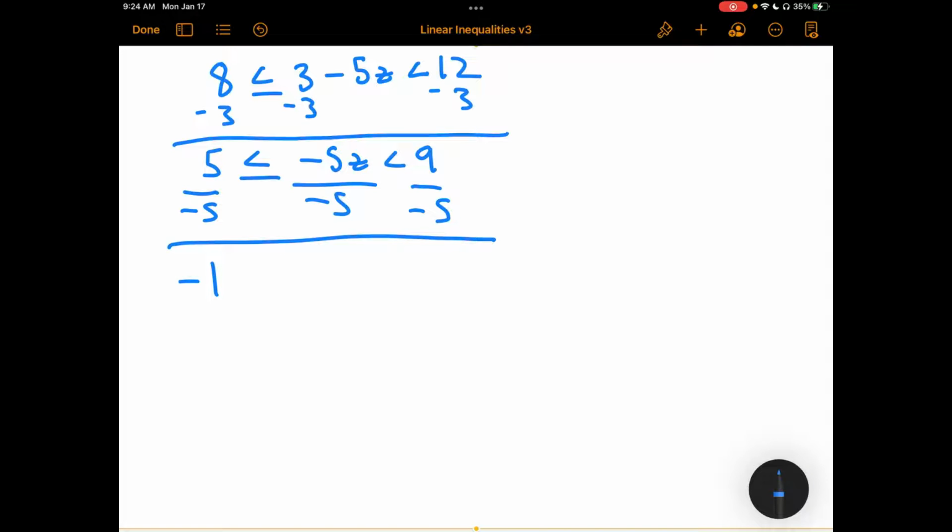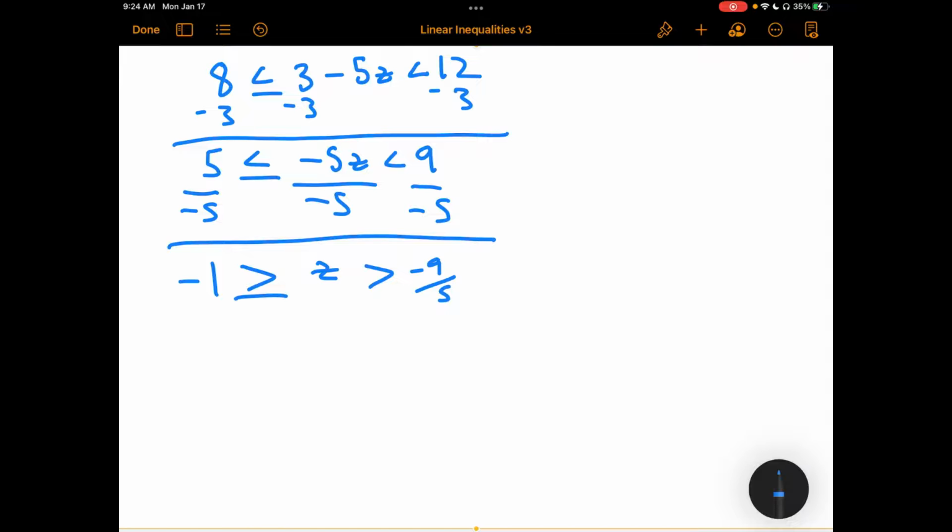And because we divided by a negative number, we have to flip our sign. So originally it read less than or equal to, but now it's going to read greater than or equal to. So we flip the sign. The negative 5z divided by negative 5, the negative 5s are going to cancel out. So that's just going to leave me z in the middle, which is what I wanted. And then I flip my sign again here because I divided by a negative number. So it's going to read greater than. And 9 divided by negative 5, I'm just going to leave it as negative 9 over 5.